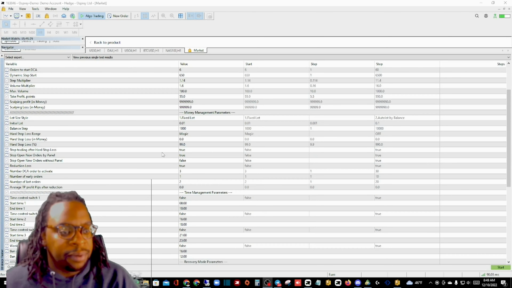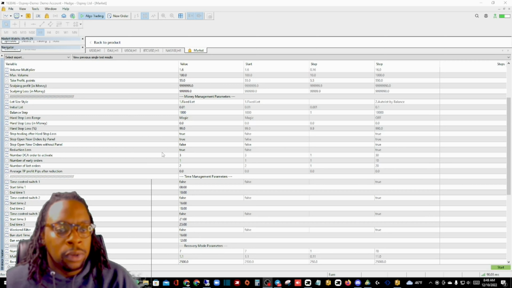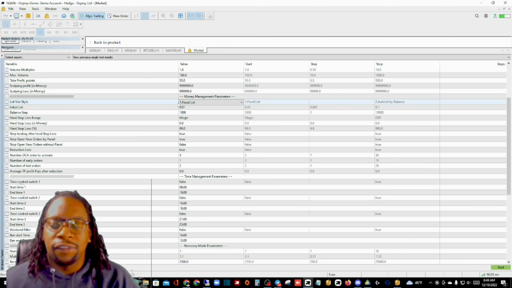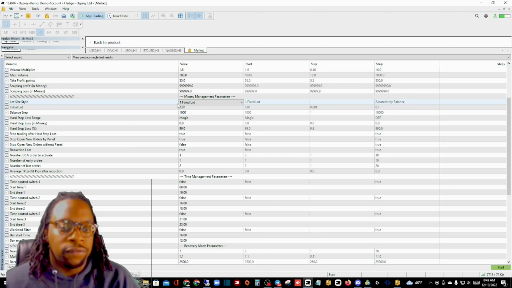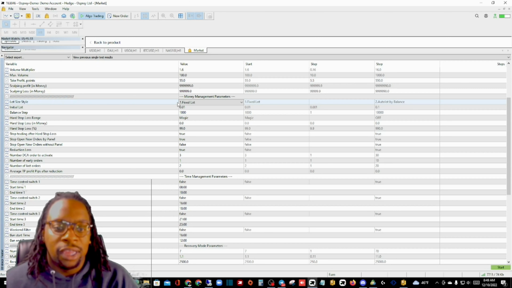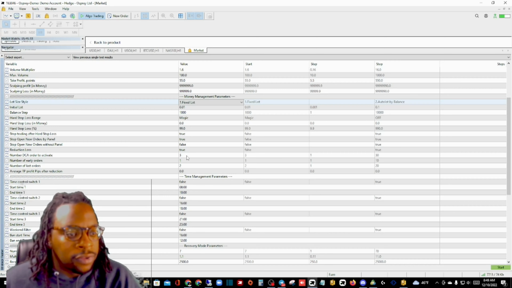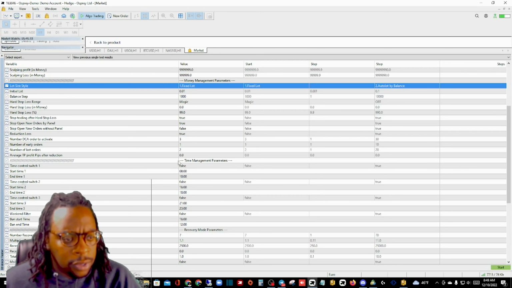Then after that, I have the money management parameter that includes the overall lot size. You can do fixed lots. I'm guessing you can do auto lot by balance, and any system that is worth its gold should always have an auto lot feature that allows you to stay away from guessing how much your leverage or trading size should be based off of your overall account size, the stop loss, and the risk percentage that you're placing on the account. I have the hard stop loss, the reduction loss, the average take profit pips at the reduction, and going from there.